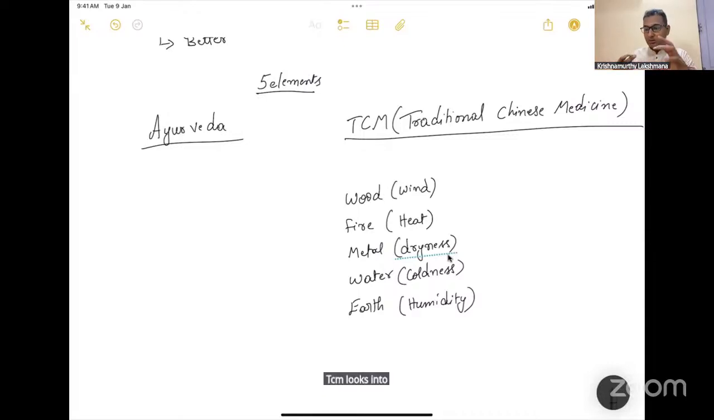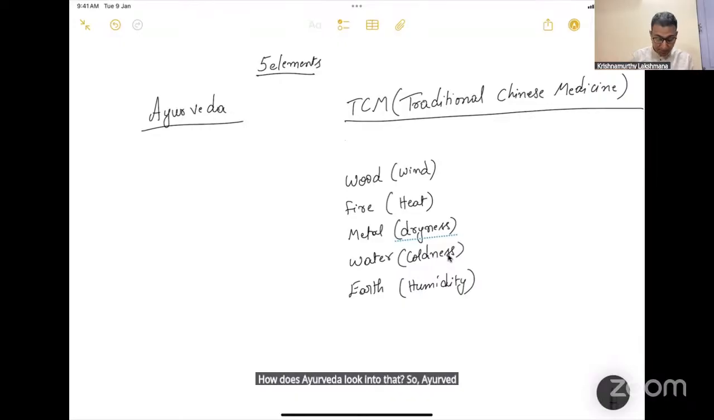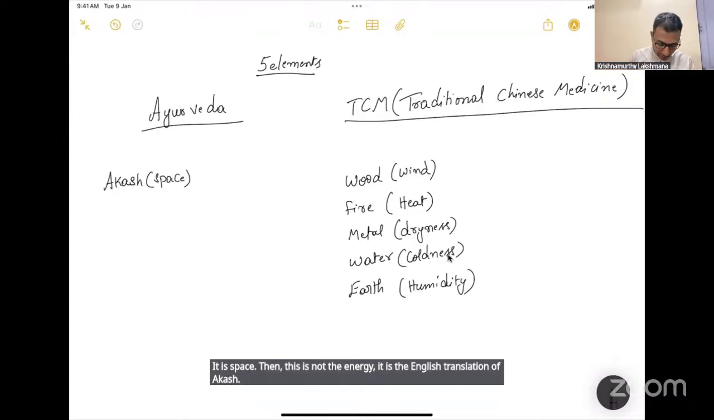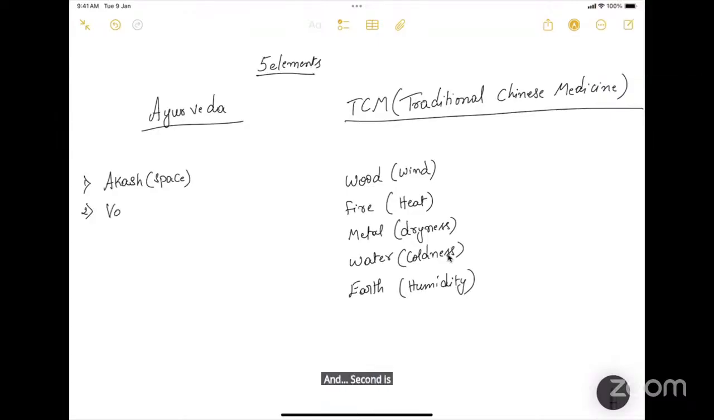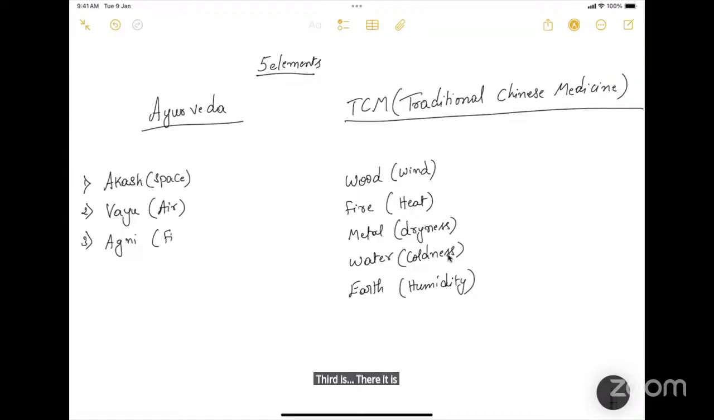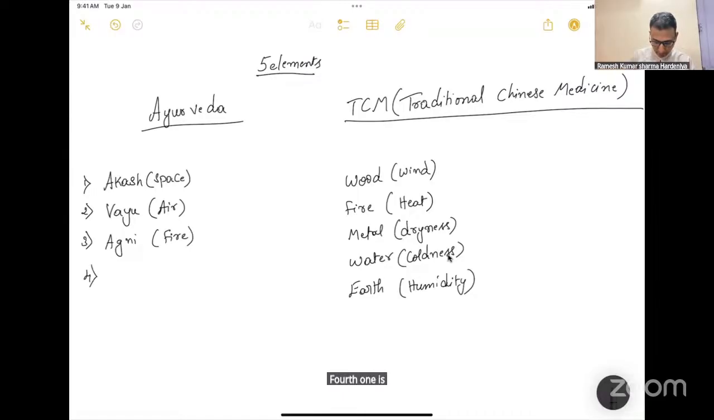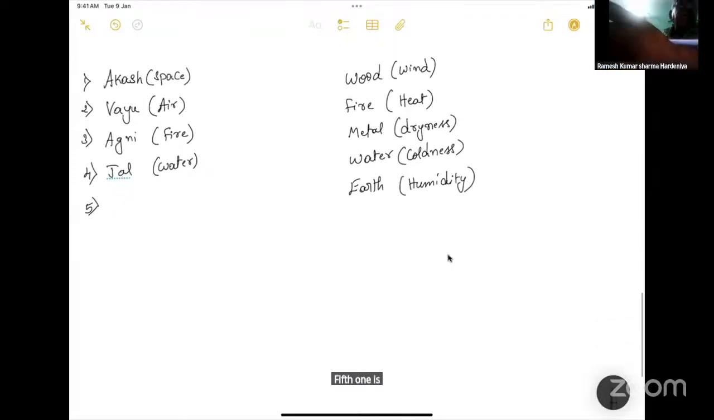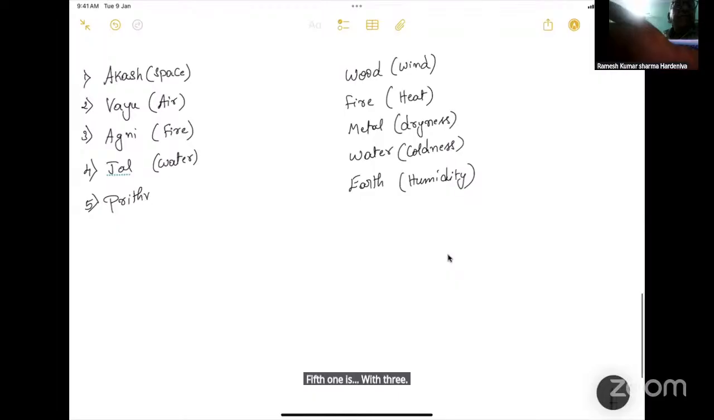So this is how TCM looks into the human body or the nature, right? How does Ayurveda look into that? Ayurveda says the 5 elements are Akash, that is space. This is not the energy, it is the English translation of Akash. Second is Vayu, that is air. Third is Agni, that is fire. Fourth is Jal, that is water. Fifth is Prithvi, that is earth.